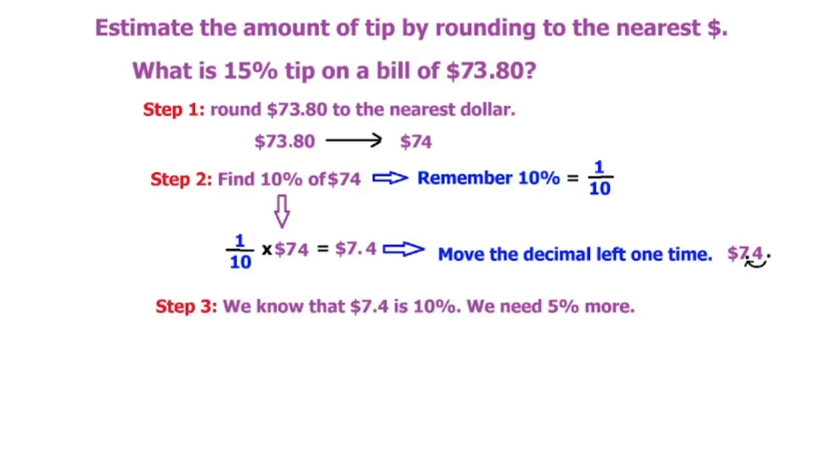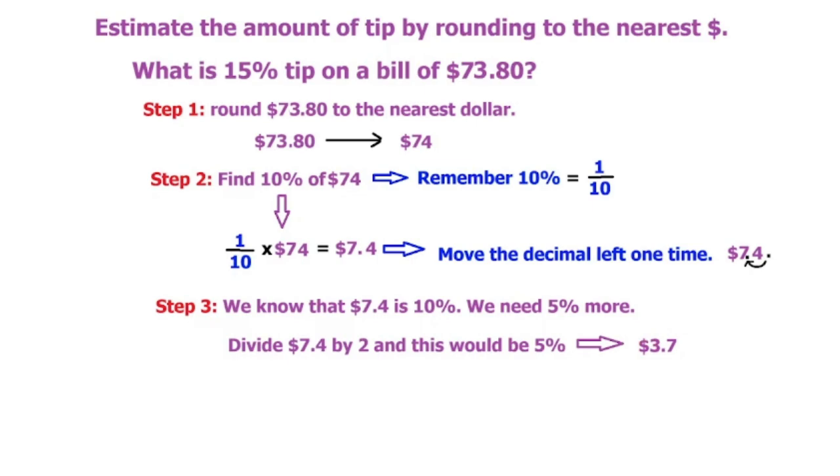So now we know that $7.40 is 10%. We need 5% more to make 15%. So what we could do is take this $7.40 and divide it by 2, and this would be 5%. Because if this is 10%, divided in half, that'll give you 5%. So dividing it into 2 is not that difficult. It's just $3.70.